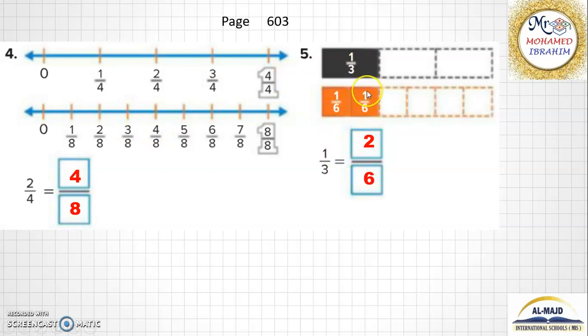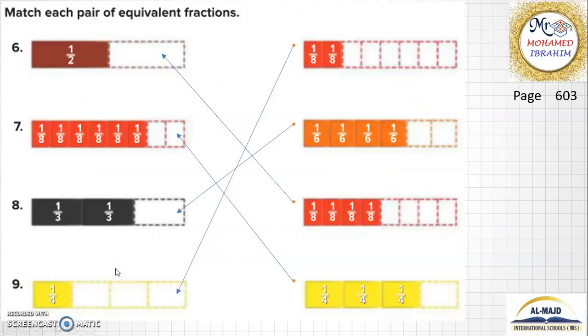Now look at this. We colored only 1 part out of 3. And here 2 parts out of 1, 2, 3, 4, 5, 6. 2 parts out of 6. Okay.